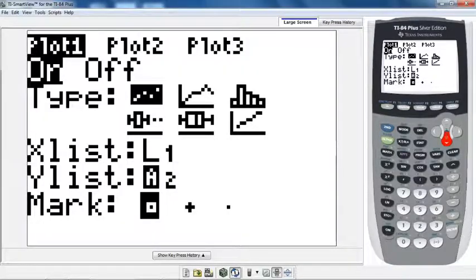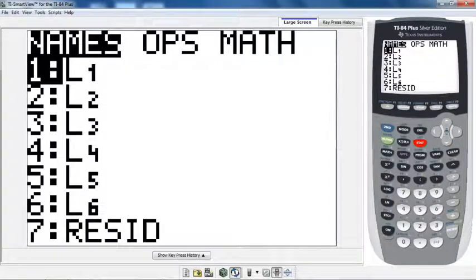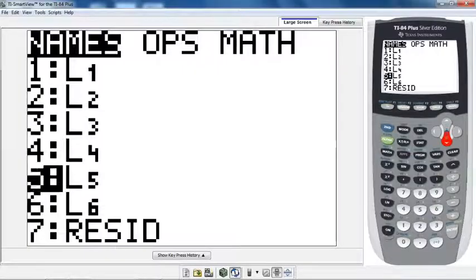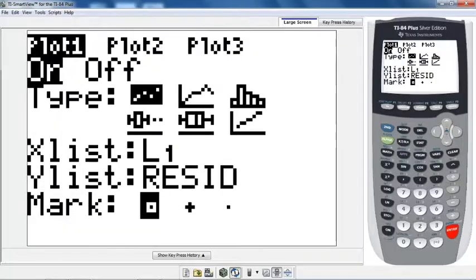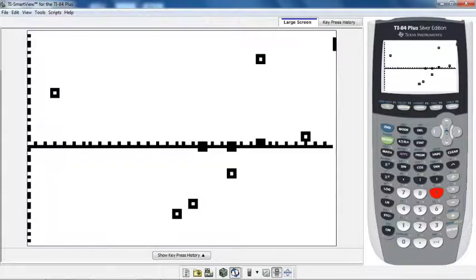So here's the trick. You hit second stat. That's your list option. And then go call up the residual list. So resid. And that's where your calculator stored all the residuals already. So your calculator screen should look like this. X list L1, Y list is residuals. And now I'm going to graph it, but just so I make sure I can see the window, I'm going to hit zoom 9. That's zoom stat. And there's my residual plot.